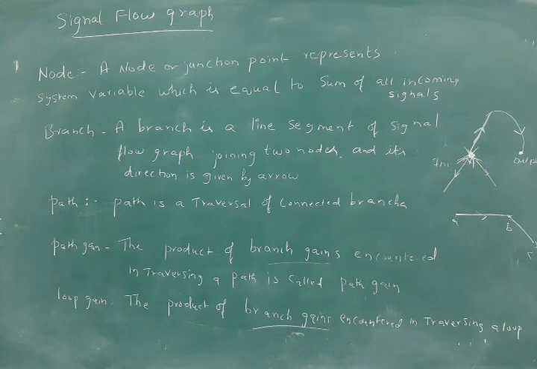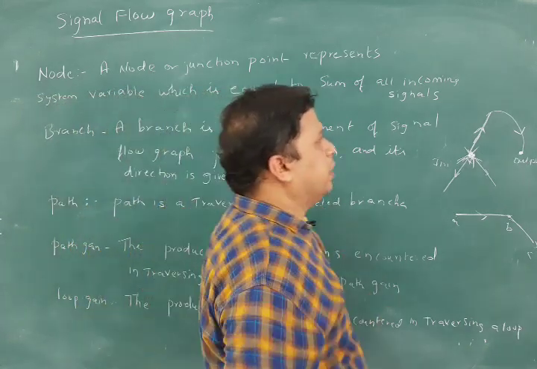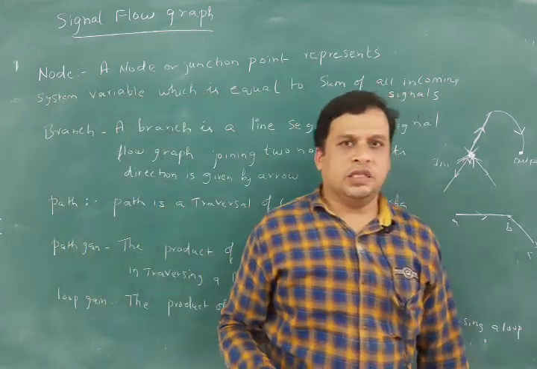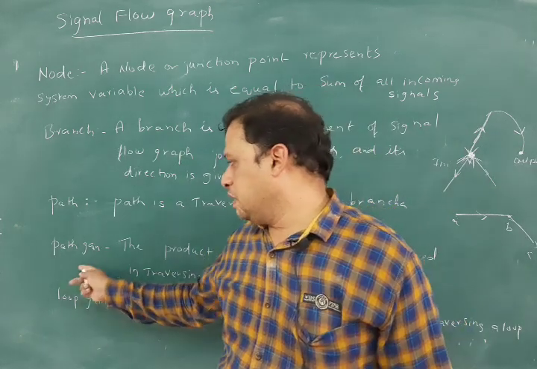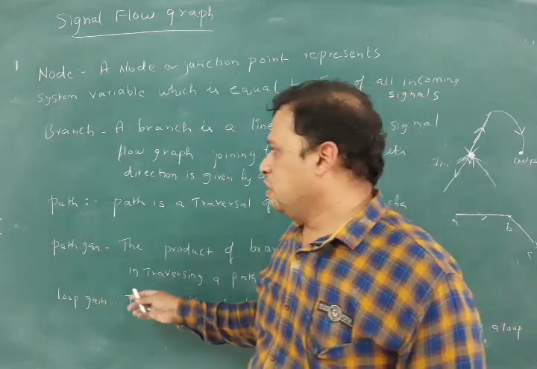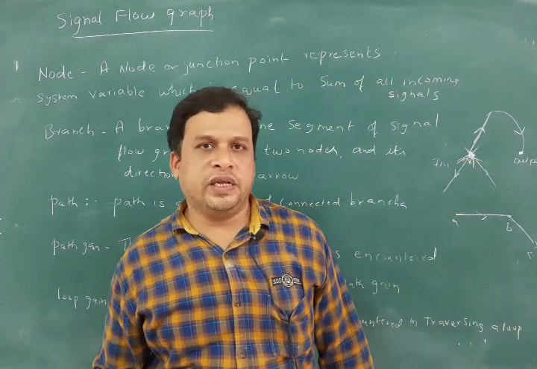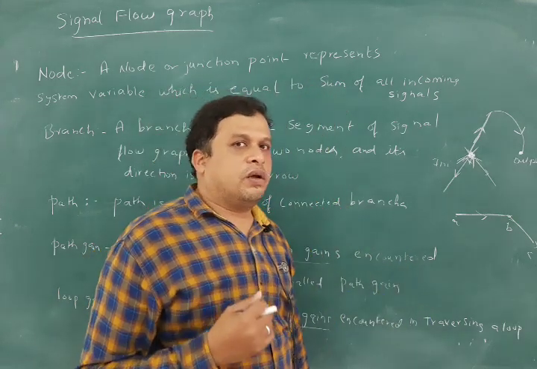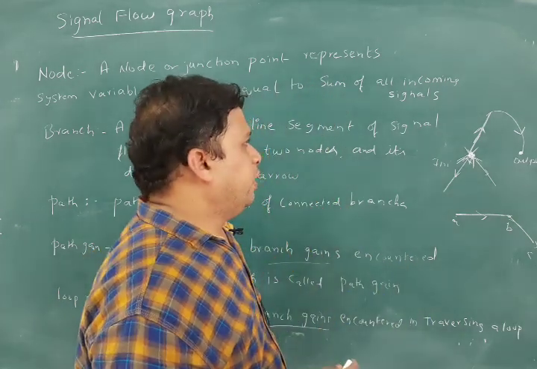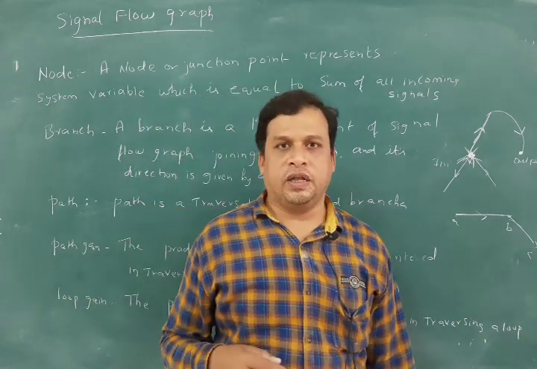So while drawing this signal flow graph, we have to remember these things: node, path, loop, loop gain, path gain, and also non-touching loops, the output node, and the input node, so that it will be easy for us to draw the signal flow graph for any system. Suppose the system equation is given, we can draw the signal flow graph for that.